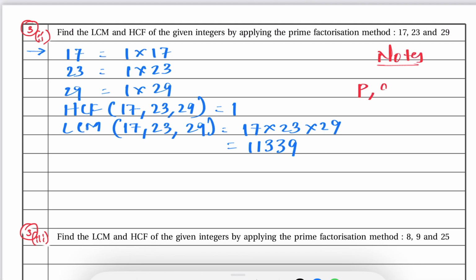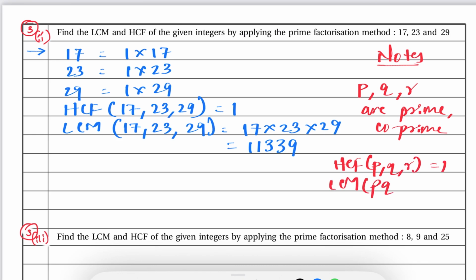Here there is a note for you, dear students. If P, Q and R are prime or co-prime, then HCF of P, Q, R is 1 and LCM of P, Q, R is P times Q times R. Do you see? These 3 are prime numbers. So here we have HCF 1 and the product of these 3 numbers for LCM, right. So remember these notes. They may ask you for 1 mark objective, okay? Next.